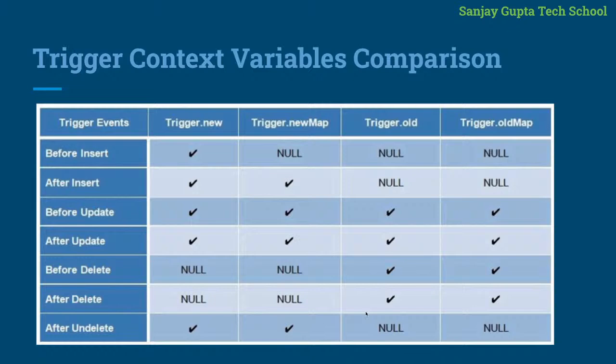Right, so this table is very much important as per interviews. In interviews, basically interviewer asks the differences between all these 4 context variables. So with the help of this table, you will be able to explain the difference between all the context variables with regards to different events to the interviewer.